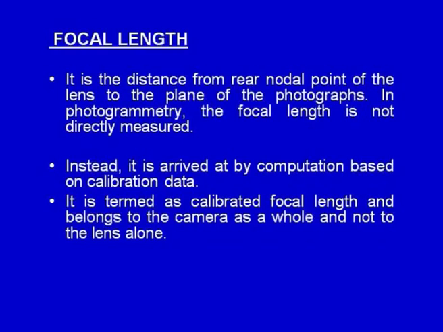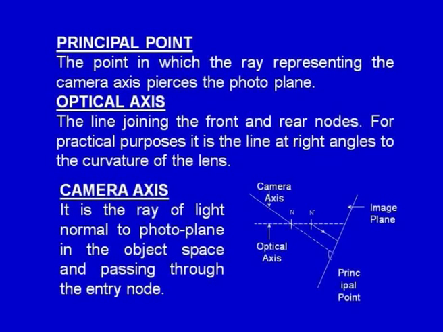The next important term is the principal point. The point in which the ray representing the camera axis pierces the photo plane is what we call the principal point of the photograph. The next is optical axis. Well, this is the line joining the front and the rear nodes. For all practical purposes, it is the line at right angles to the curvature of the lens. The next is camera axis. It is the ray of light normal to the photo plane in the object space and passing through the entry node.